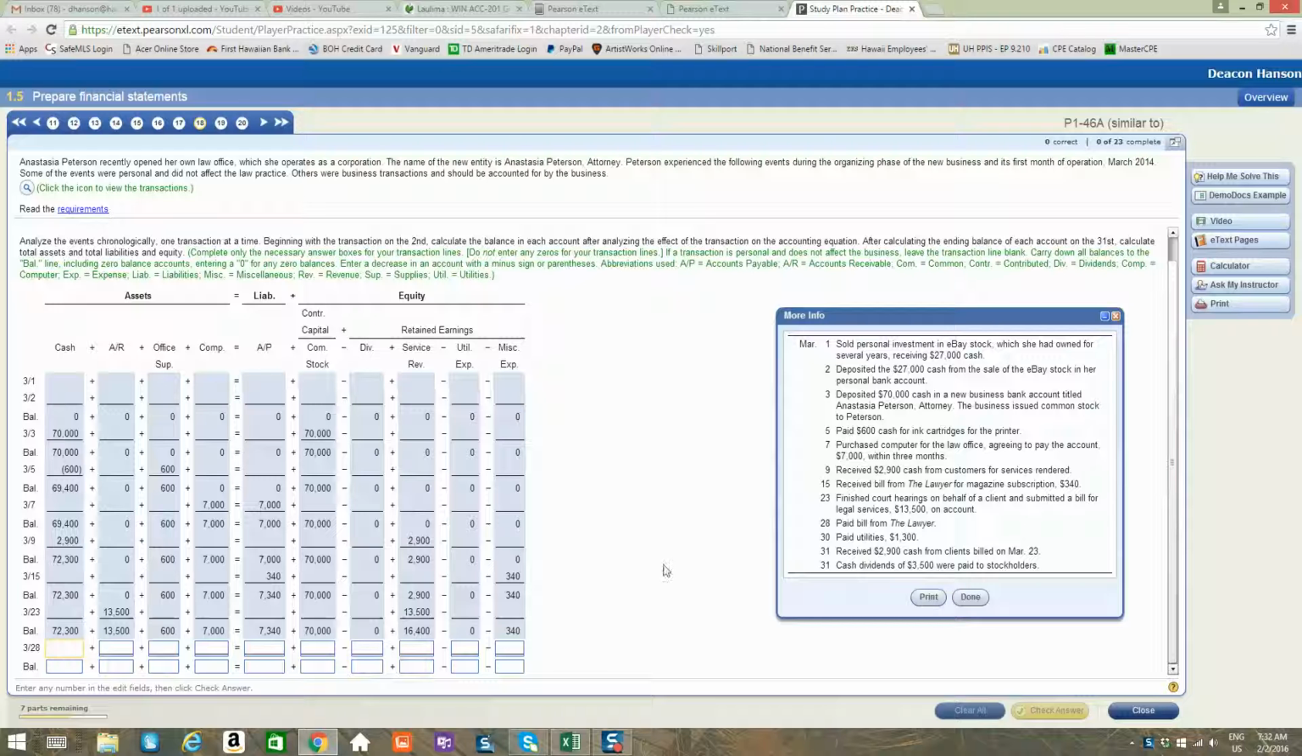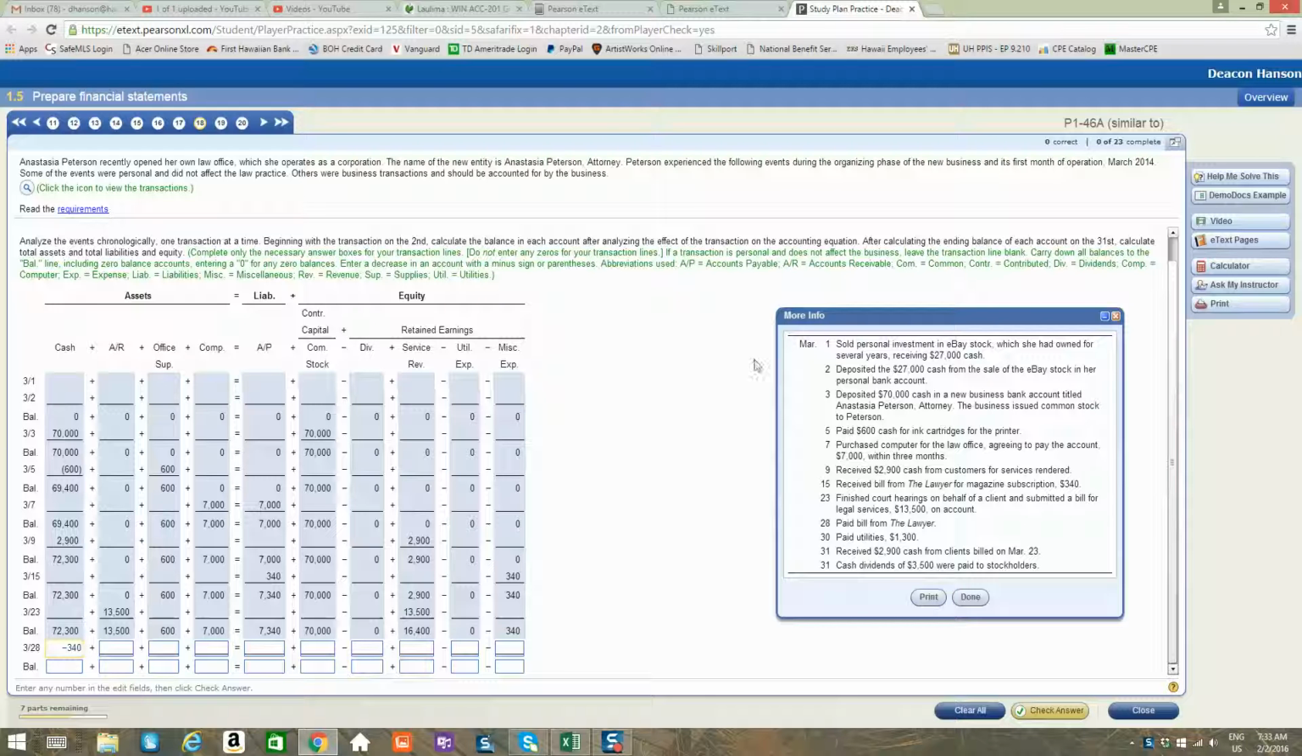On the 28th, paid bill from the lawyer. Well, it's not giving you a number, but if you look back, you know that you received the bill from the lawyer for $340 and you booked it into accounts payable. So when you got that word paid, that means that cash is decreasing. I'm going to put a negative $340. That's my cash going down.